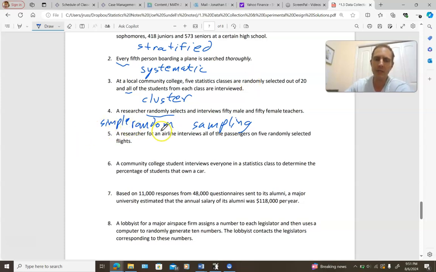And then number 5, a researcher for an airline interviews all the passengers on 5 randomly selected flights. So again, this word right here, all. So the population is all of the flights, or all the people that are on these flights. But because we can break that population up into clusters, each cluster being a particular flight, and then we interview all the members on 5 of those flights, this is going to be cluster sampling.